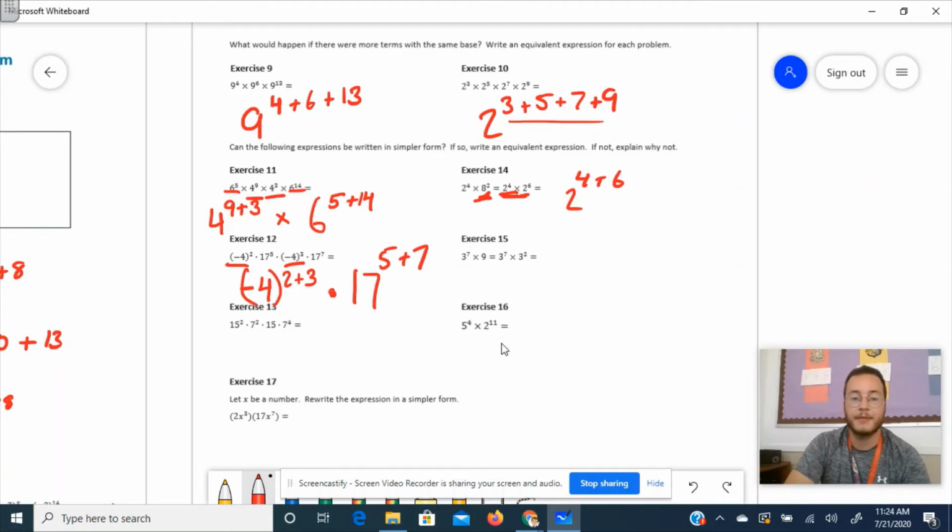Right here, they do the same thing. They have 3 to the 7th power times 9. Well, if I want to simplify 9, I know that 9 can be broken down in a factor of 3 times 3. So they said instead of 9, they have 3 to the 2nd power. And then they share the same base, 7 plus 2 as the exponent.